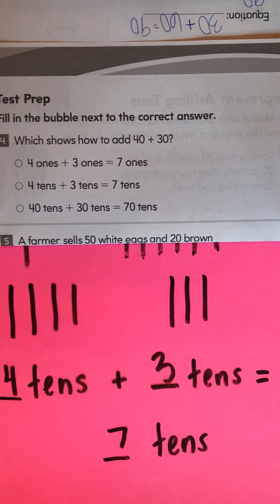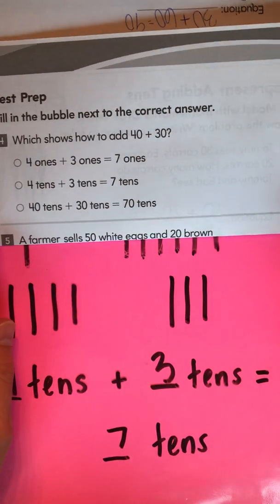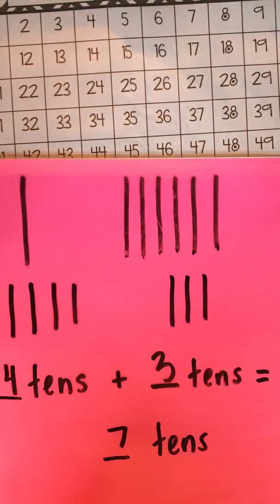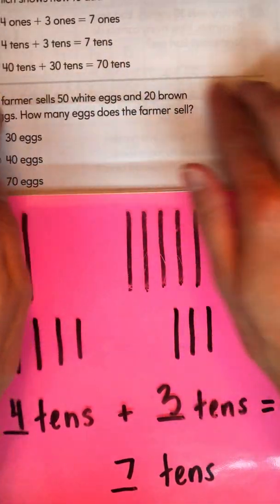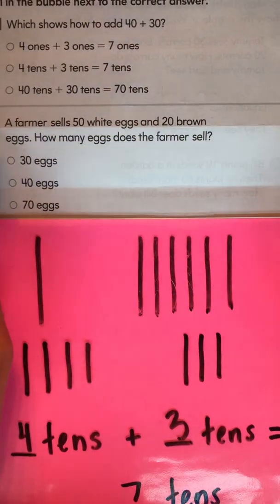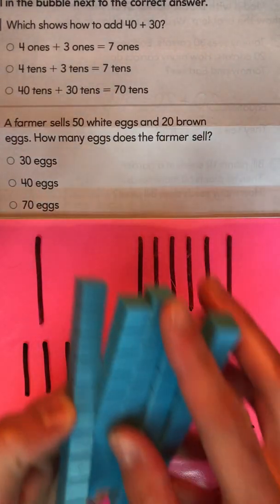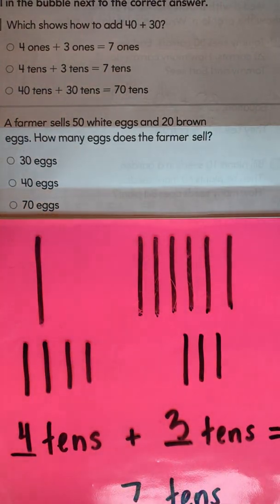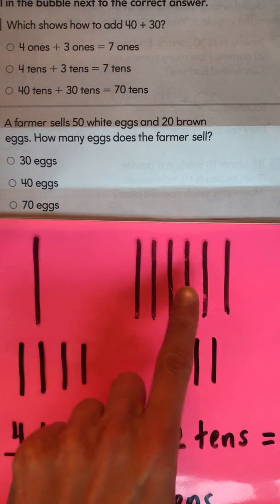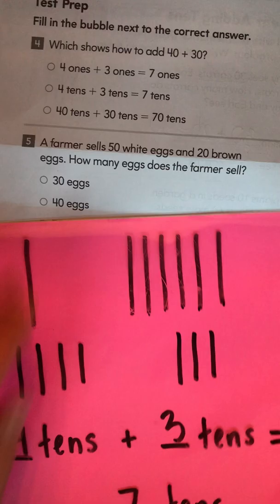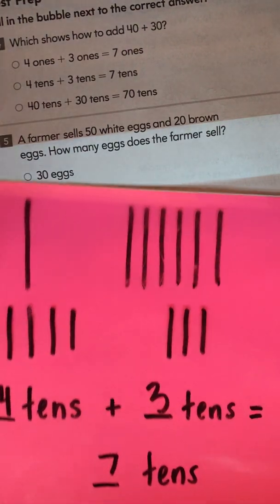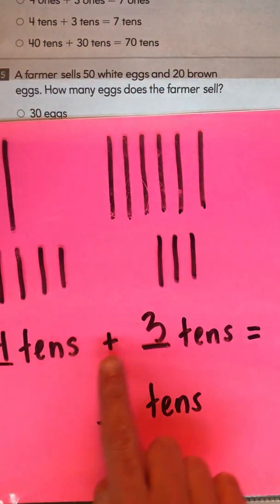Okay, friends, when you're ready, you can pause the video if you need to, and when you're ready, you can press play. Okay, friends, great job. Let's take a look at number 5. I'm going to read it aloud to you, and then I'm going to let you solve this question on your own. You can solve number 5 by building it. You can solve number 5 by drawing your 10s. You can solve number 5 by using your hundreds chart. Or you can solve number 5 by writing out how many 10s you have.